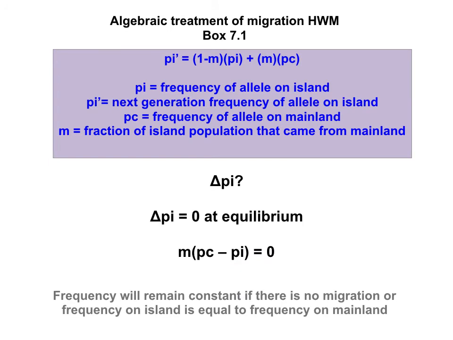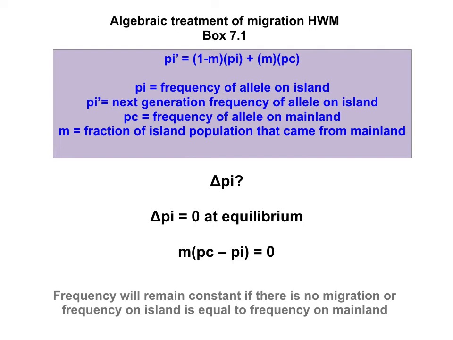So if we set up the mathematical treatment of migration in the Hardy-Weinberg model, and you can read about that and look at it in a little bit more detail in box 7 in the book, we would generate an equation such as this one. P sub I prime equals 1 minus m times P sub I plus m times P sub c.